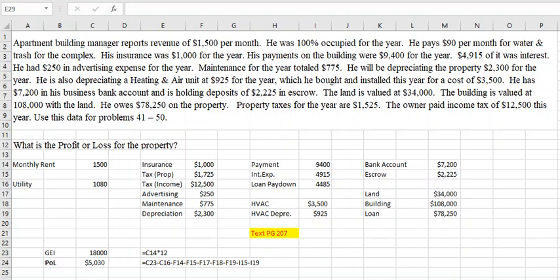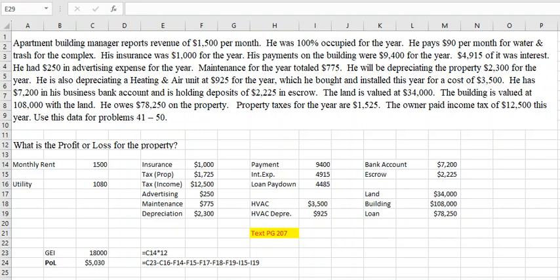Insurance was $1,000 for the year. The payments for the building is $9,400. Of that $9,400, $4,915 is interest expense. There's $250 in advertising expense, $775 for maintenance. Property depreciation is $2,300.